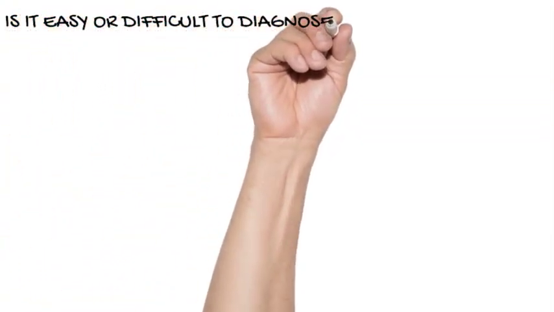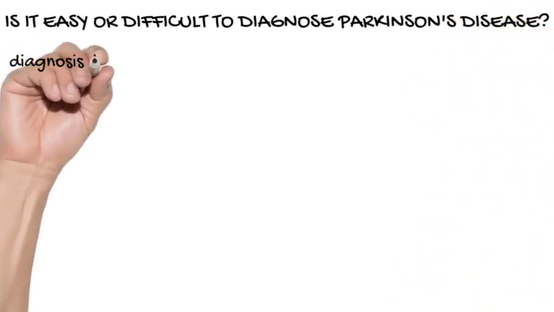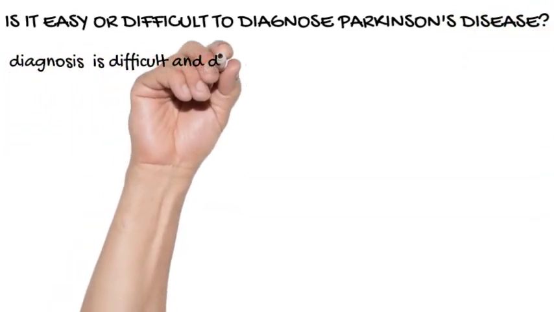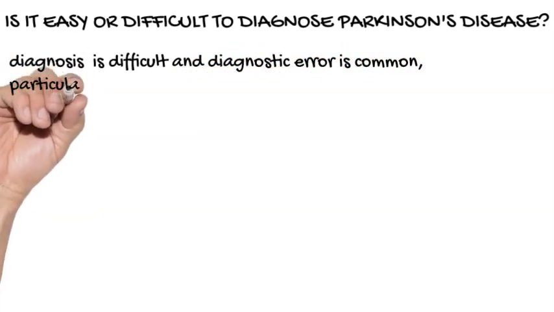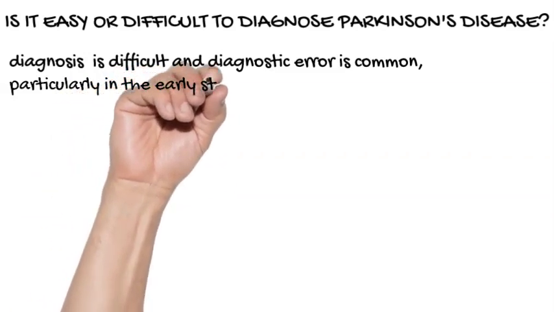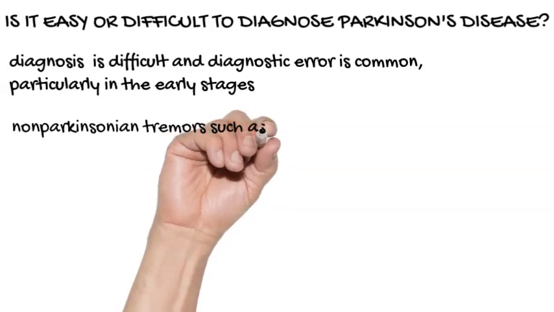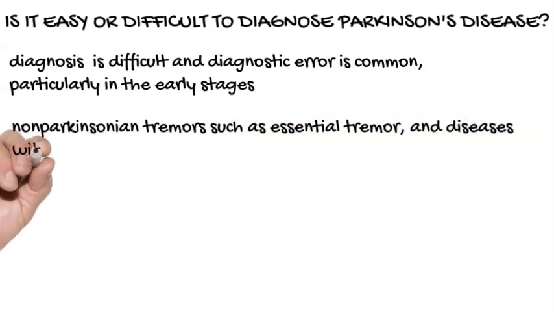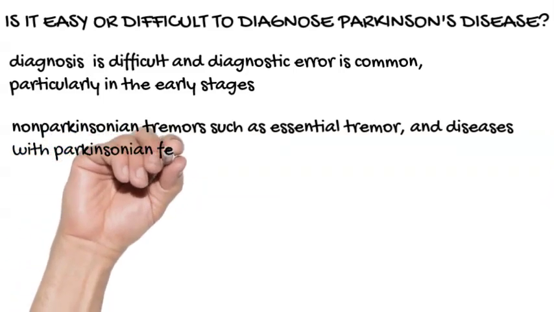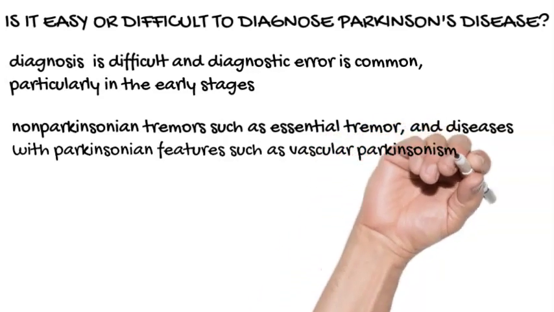Is it easy or difficult to diagnose Parkinson's disease? The diagnosis of Parkinson's disease is difficult and diagnostic error is common, particularly in the early stages. Some of these features are shared by other neurologic conditions. Conditions commonly misdiagnosed as Parkinson's disease include non-Parkinsonian tremors such as essential tremor, and diseases with Parkinsonian features such as vascular Parkinsonism, progressive supranuclear palsy, and drug-induced Parkinsonism.